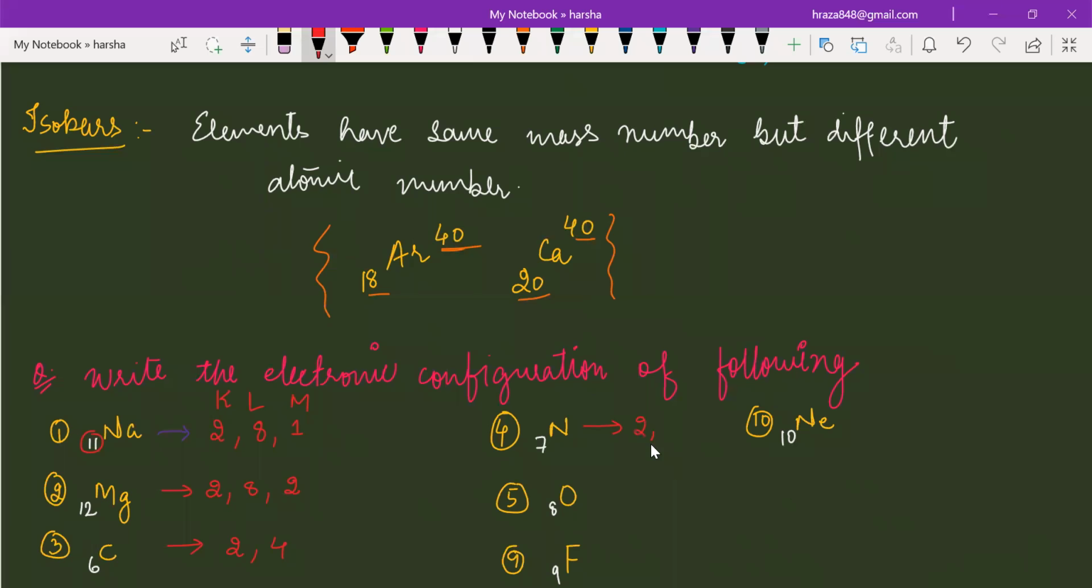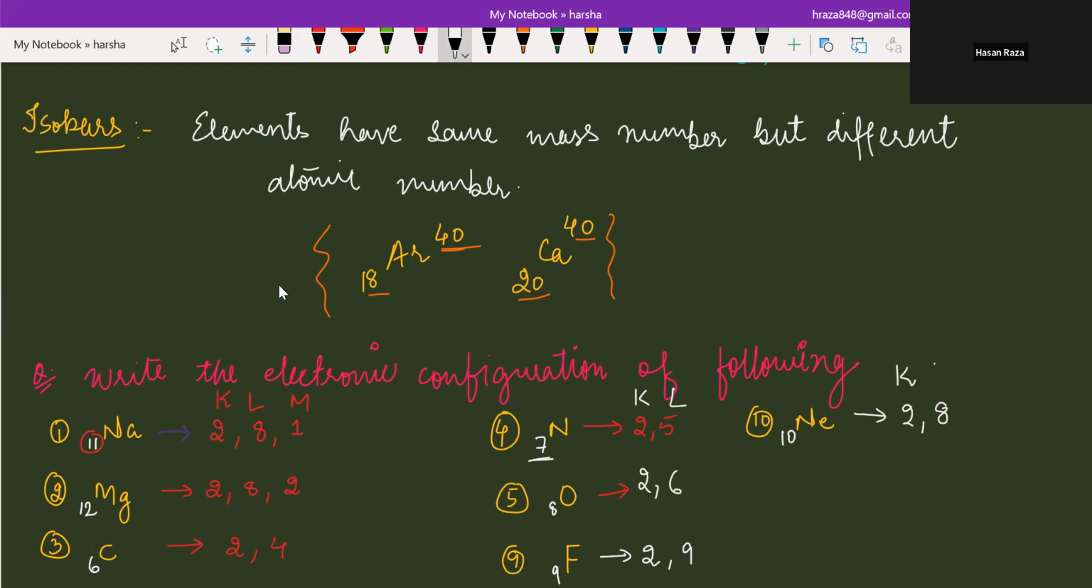So this is K, this is L. This will have electronic configuration 2, 6. This will have 2, 7. This will have 2, 8. Is this clear to everyone? Please do respond.